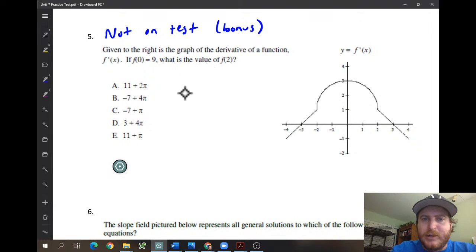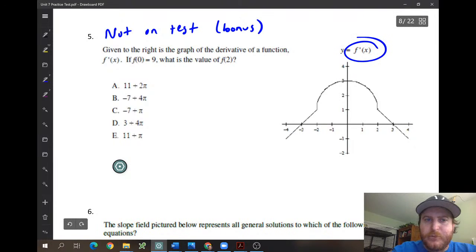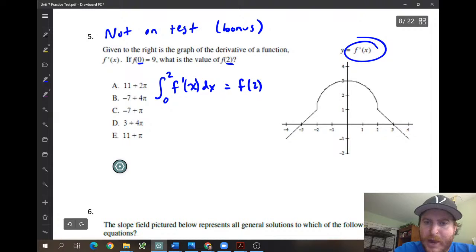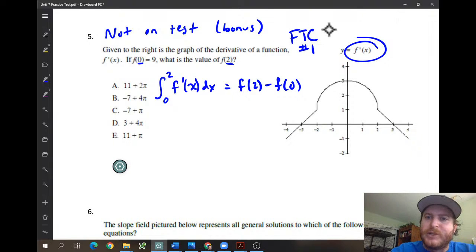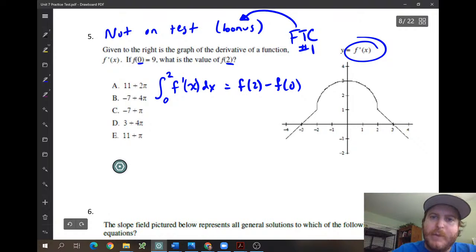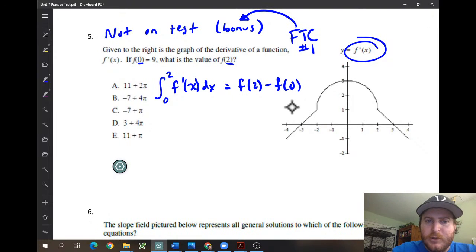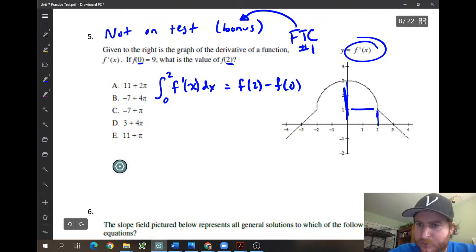So same kind of deal is we're given the graph of f prime, right? So we have the integral from, I'm going to use 0 and 2, those are my x points, of f prime of x dx will be f of 2 minus f of 0. Again, that's FTC number 1. FTC number 1 was not from this chapter, but I might have it as a bonus on our exam. So from 0 to 2, starting at 0, going out to 2, there's a rectangle and a semicircle.